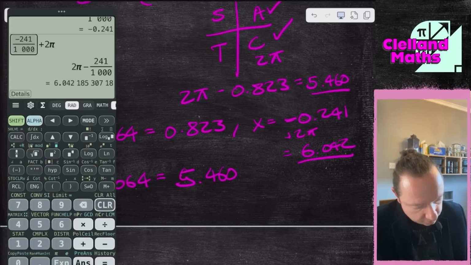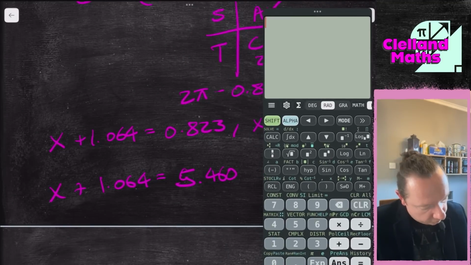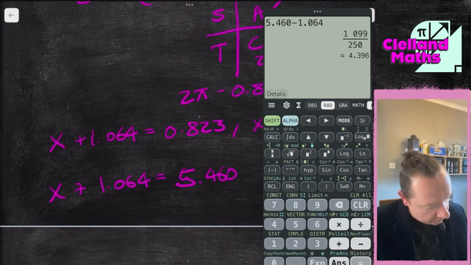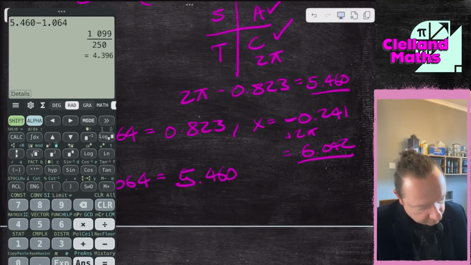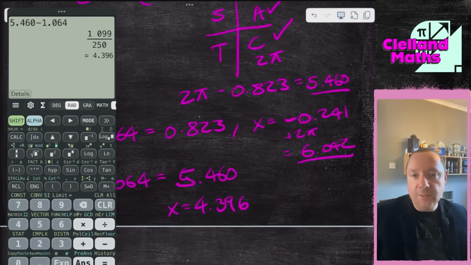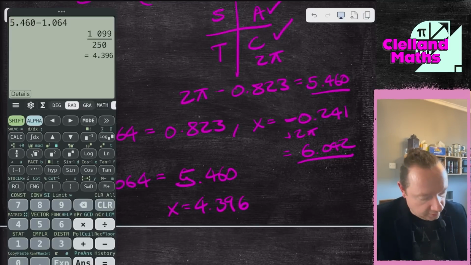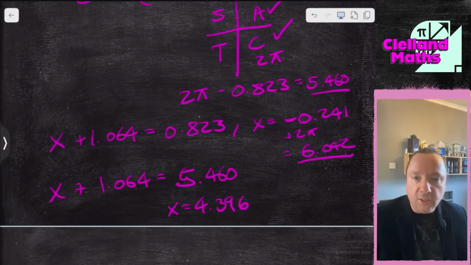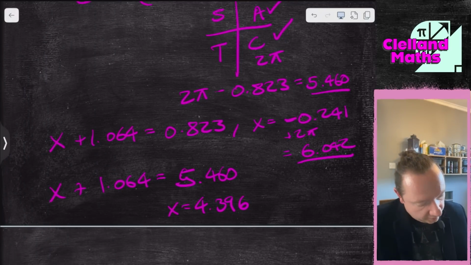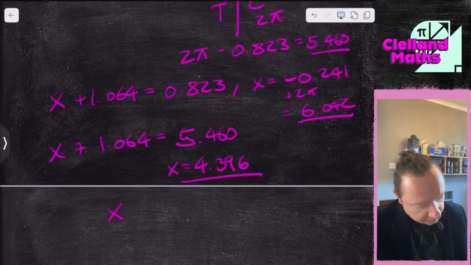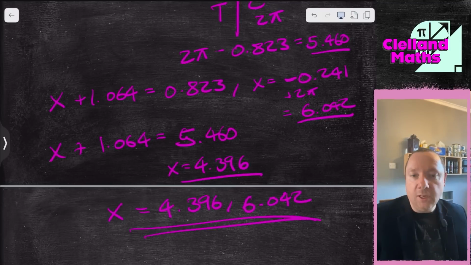Doing the same for the next one, we've got 5.460 minus 1.064. That's 4.396. Now that is within the range. Pi is about 3.14, 2 pi is 6.28, 4.396 is nice in there. Now I've not got multiple angles here like 2x or 3x, so I know I'm going to be done. So that's it. I've done my answers all right. I'm out nice and neat. x equals 4.396 and 6.042. And we're done there.